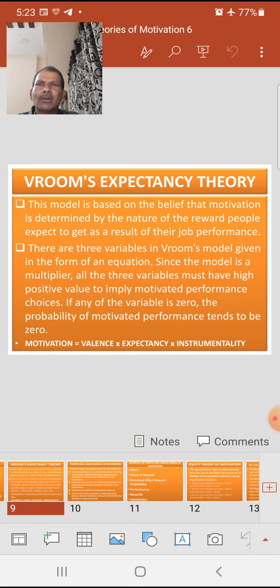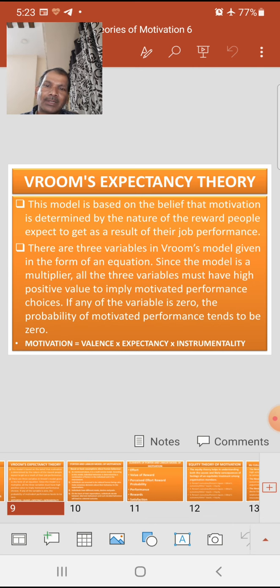And another is instrumentality. Okay, we may call it performance-reward probability, right? Instrumentality refers to the probabilities attached by the individual to each possible performance outcome alternative, just as the individual previously assigned probabilities to various levels of efforts leading to different levels of performance.